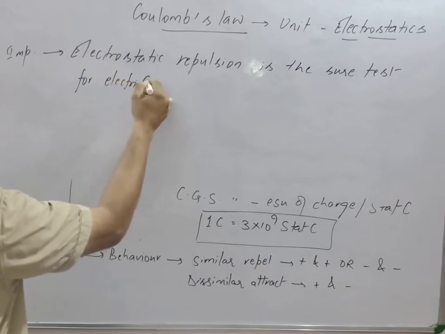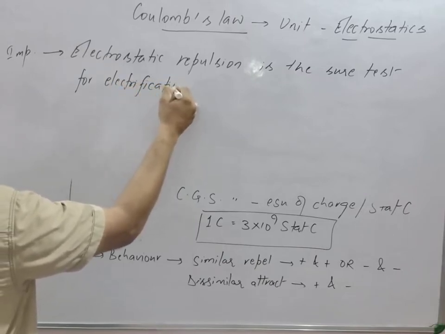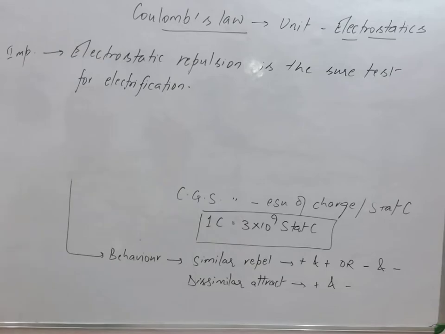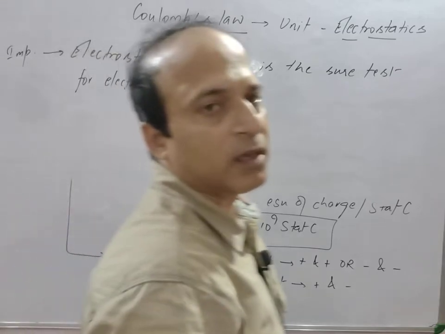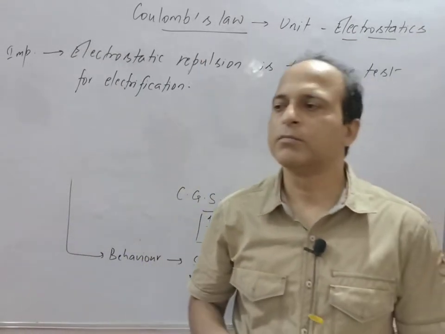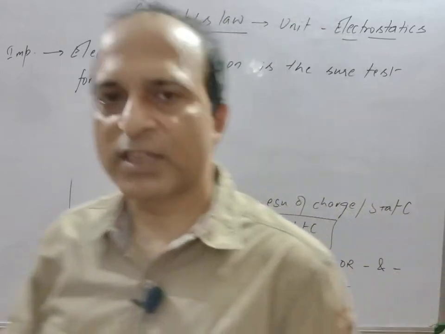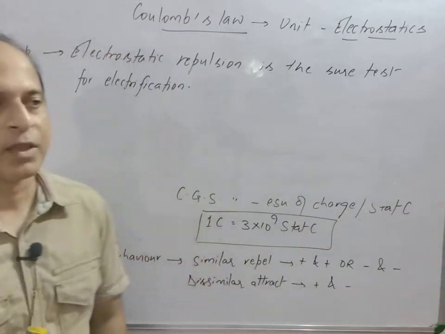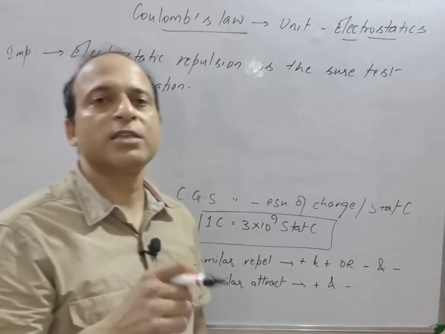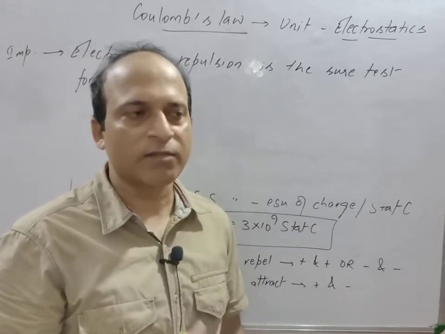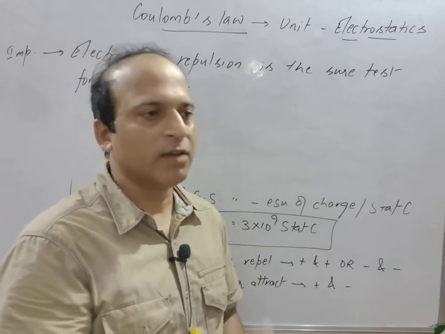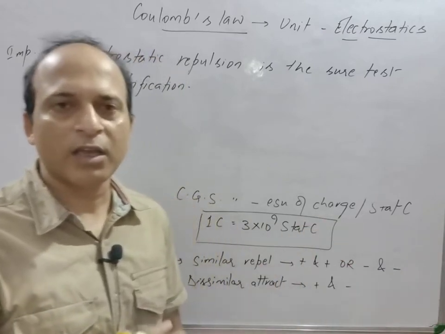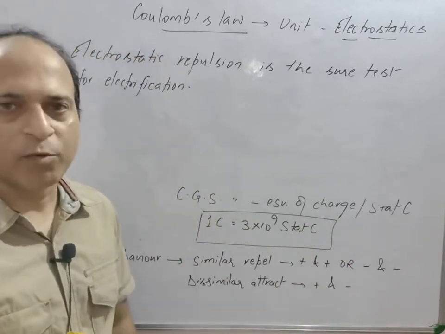If you want to know why, the answer is attraction may take place even due to induction. Say we are having a positively charged body and we bring some other body which is actually uncharged. What will happen? The uncharged body will get polarized. It will develop poles, positive and negative. If we are having a positive body, then the negative pole will be developed.